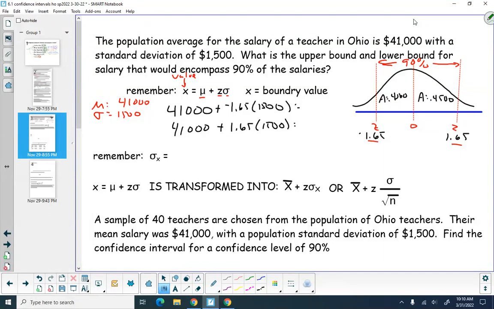Rachel, what are those two values you come up with? I'm sorry, I can't hear you. 1,000? You got 41,000. Okay, you have negative 1.65 times 1,500, positive 1.65 times 1,500. Just got to add in the 41,000. And the bottom one?